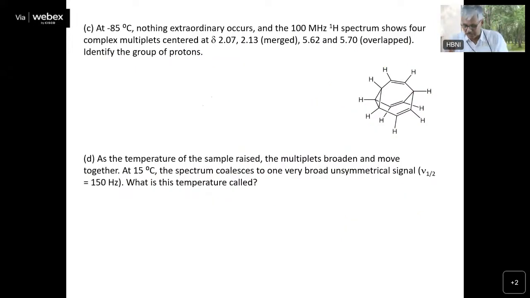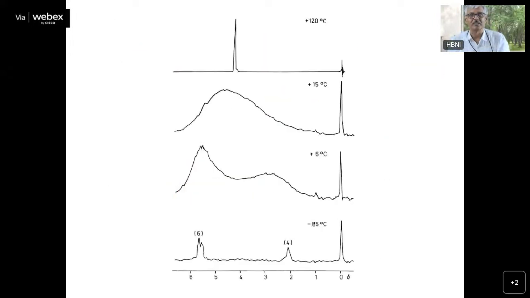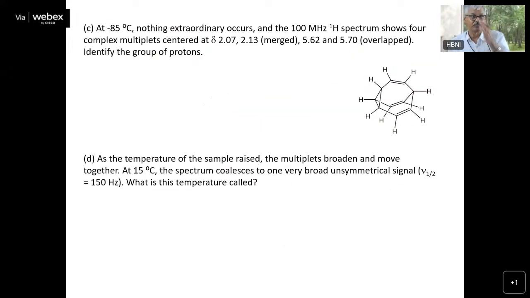Now, the spectra that I was showing you here: just try to see the changes that happen when going from minus 85 degrees to plus 6 degrees, and then plus 15 degrees to 120 degrees. What changes do you see? Let us try to remember a picture of it, and then we'll see. So at minus 85 degrees centigrade, nothing extraordinary occurs.